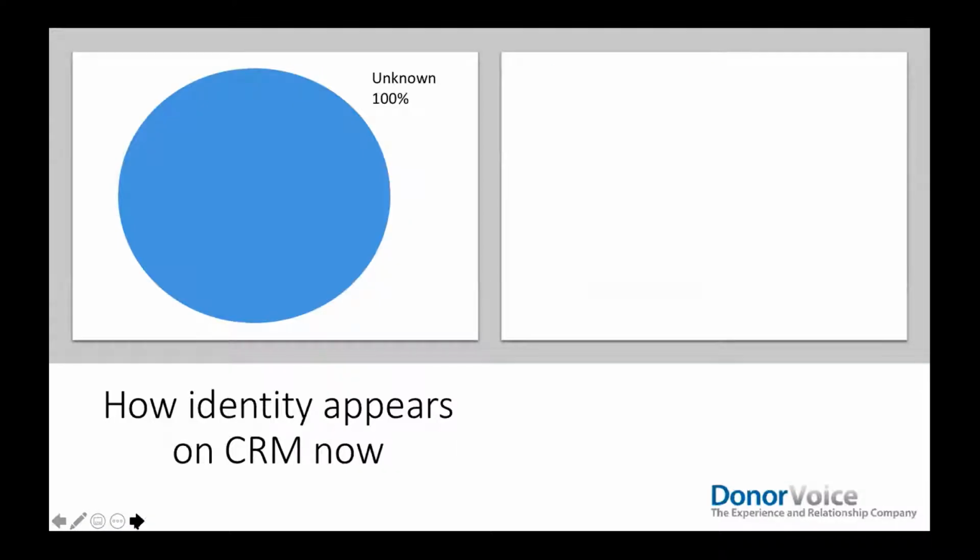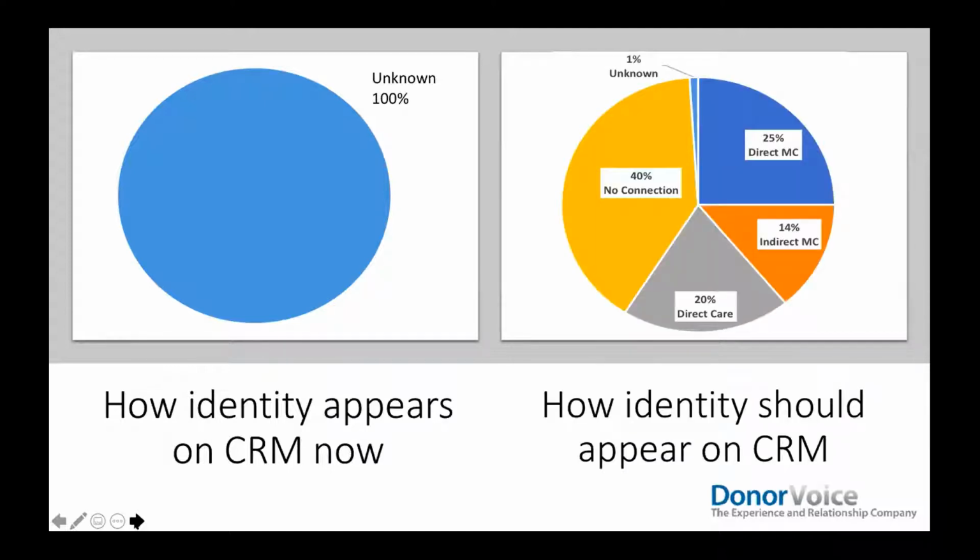Right, so if we knew this, we could tailor, create journeys, and increase engagement, value, commitment. But right now, this is how our CRM looks for the most part. 100% unknown on identity. And this is how it should look. This is from the health charity that I shared the retention data from before.